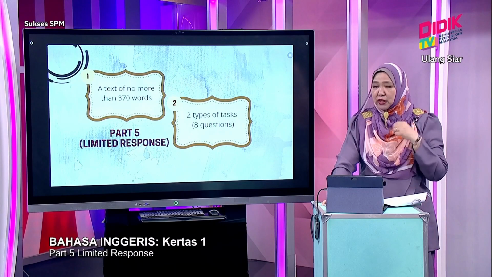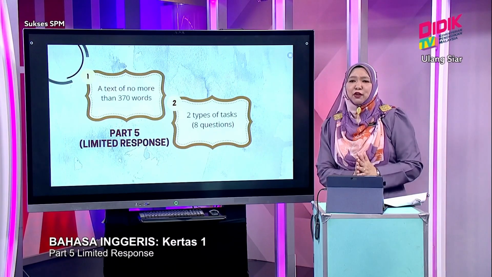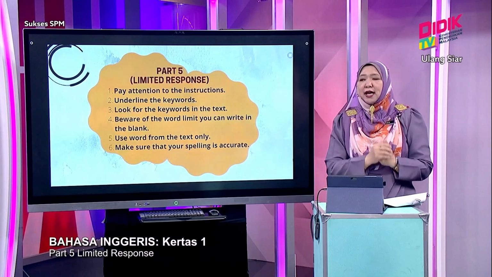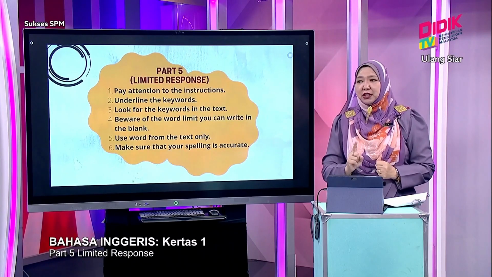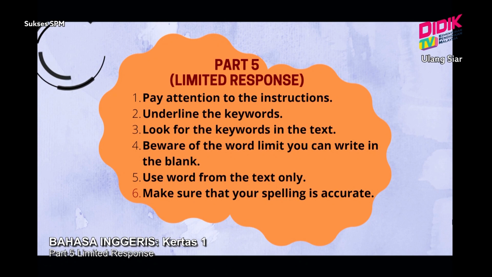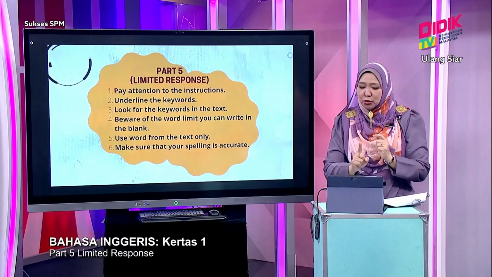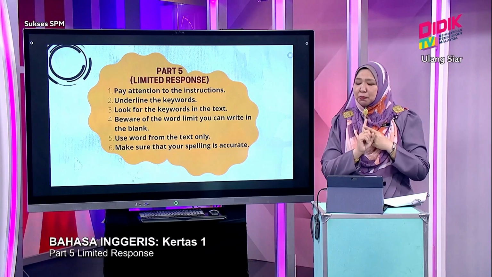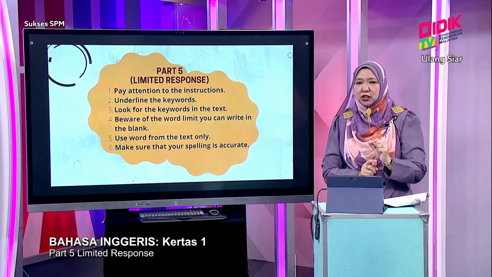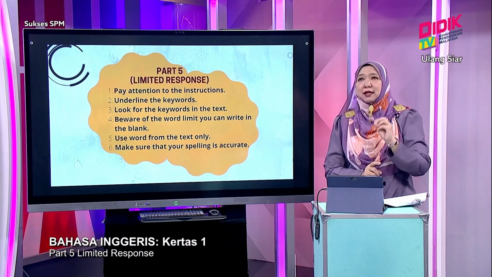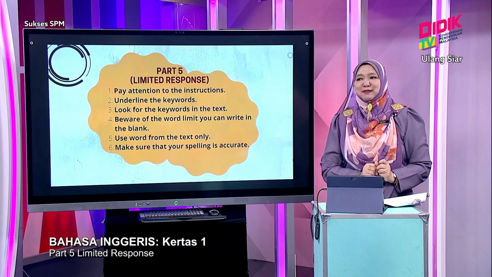So how are we going to go about it? First and foremost, pay attention to the instruction. For example, before this we have Parts 1, 2, 3, and 4. It's very easy. 1, 2, 3 is MCQ, so you just circle the correct option. For the gap text, you choose the correct answer or options. But for this one, please pay special attention to the instruction because both tasks have different instructions.